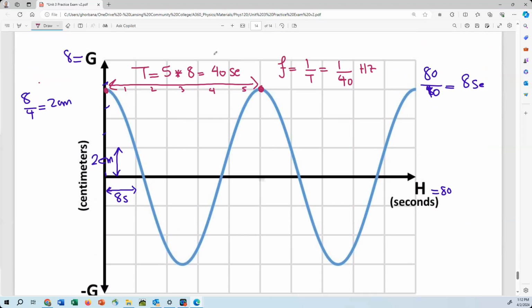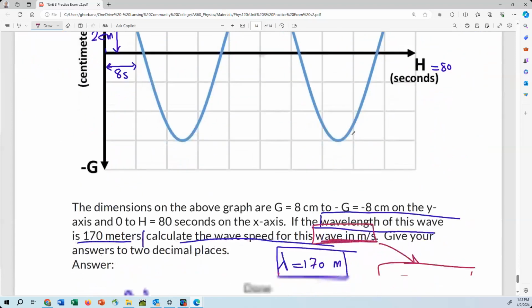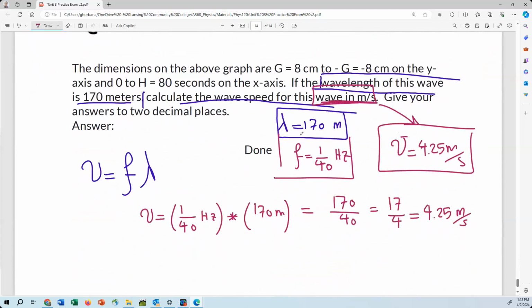We have the t. We can calculate the frequency. Frequency is 1 over t, 1 over 40 hertz. And we have a wavelength, which is already given. So we can multiply these two, and we can calculate the velocity.